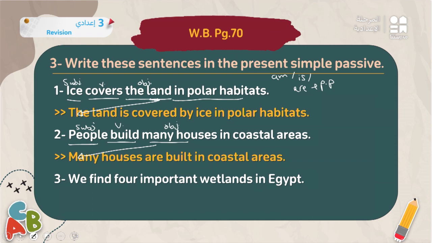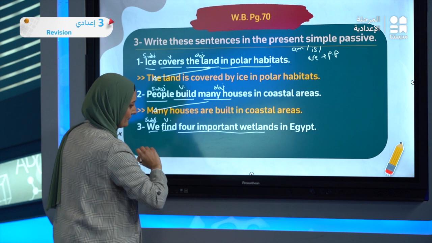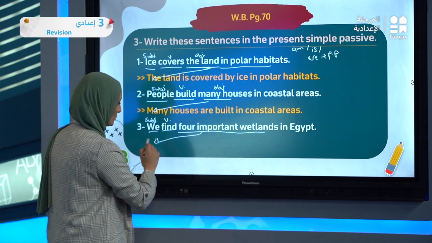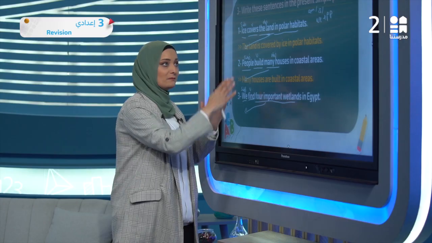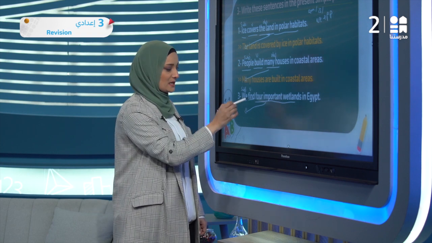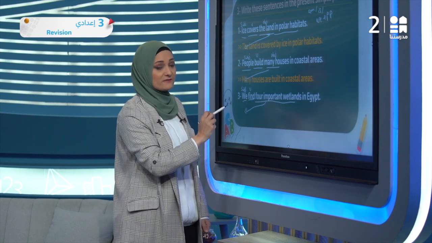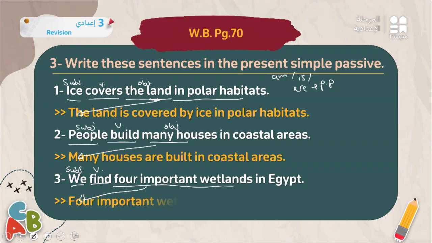Number 3 we find 4 important wetlands in Egypt. طيب برضو هنا subject is we. Find is the verb. إحنا لقينا أو بنلاقي إيه؟ 4 important wetlands. يبقى 4 important. I'm going to start with 4 important wetlands. دول كده plural أو wetlands هي plural. I'm going to use are and the past participle of the irregular verb find is found. Are found in Egypt. مش مهم هنا إن أنا أقول by us. يعني عادي إن إحنا نقولها بس it's not an important piece of information. مش مهم أوي إن إحنا نقولها.